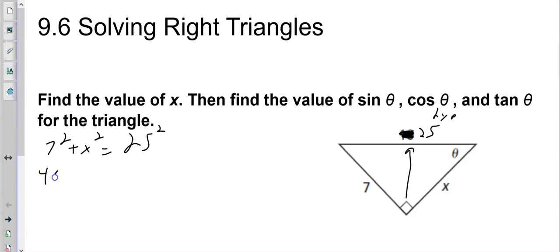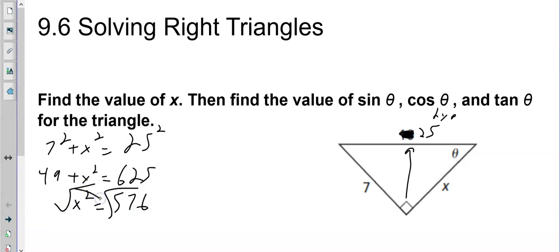All right, so that gives me 49 plus x squared equals 625. So we subtract 49 from both sides, and we get x squared equals 576. Now when we square root both sides, the square goes away, and we end up with x equals 24. So x is 24. So now we have our 3 sides.